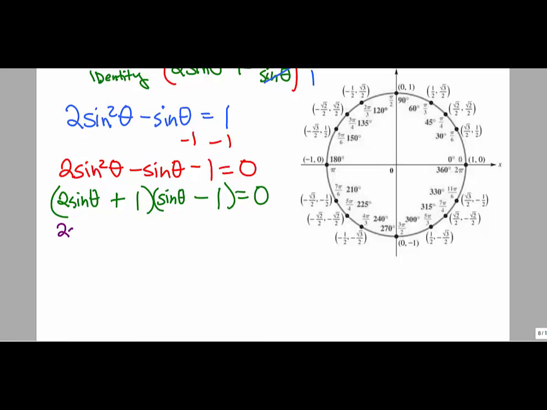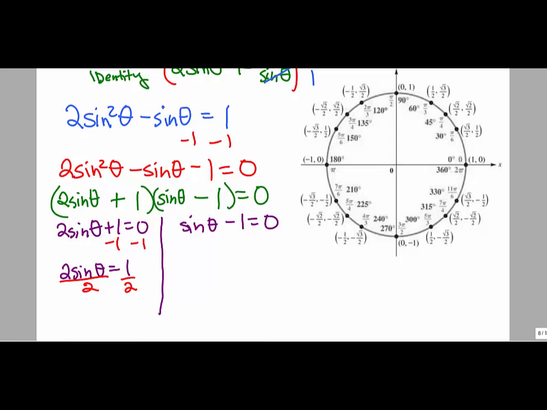Now that it's factored, we're going to set each one of these factors equal to 0. Now we have 2 different linear equations that we want to solve. We're going to subtract 1 from both sides here, and then divide both sides by 2. Get sine theta is equal to 1/2. And the other one's very easy to solve. All we have to do is add 1 to both sides. And now we have sine theta is equal to positive 1.